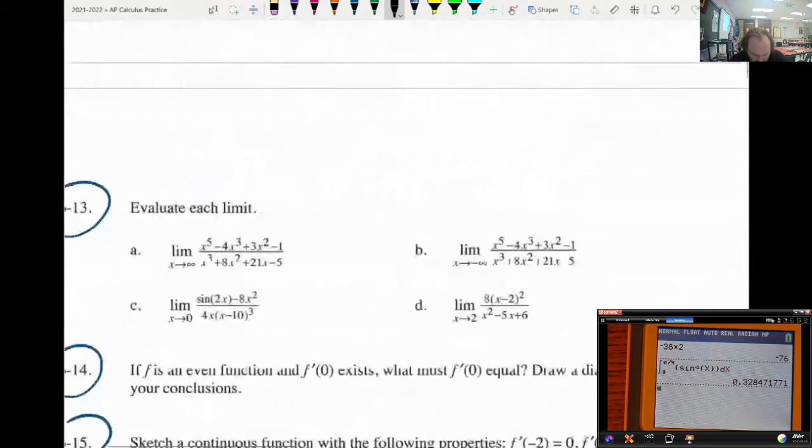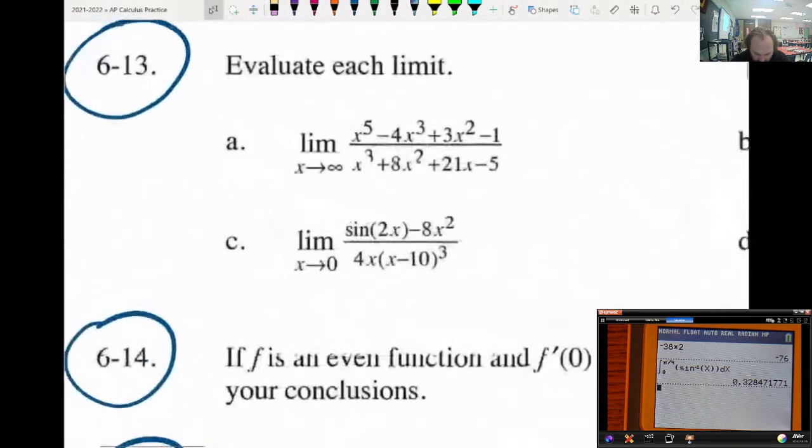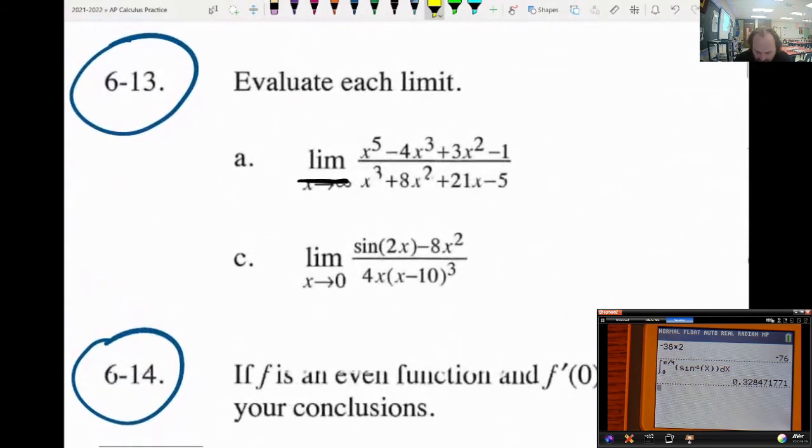Going to the next page, we got a bunch of limit problems in 613. The first one is actually really simple if you look at it. We're taking the limit as x approaches infinity of this insane polynomial. But when it comes to insane polynomials, the only thing we care about if they're being sent to infinity is the leading term. The only thing that matters is the biggest term there.